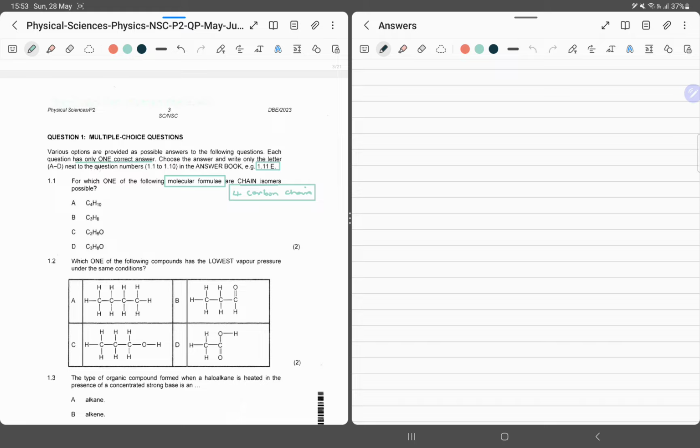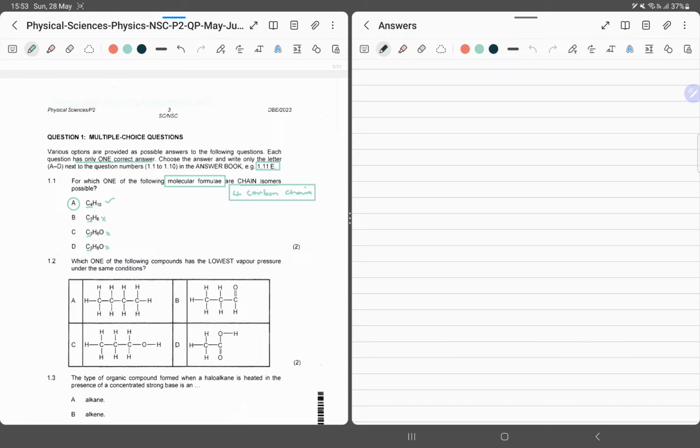All right, great stuff. So let's have a look at this one. This one is a C4, so that's butane. Most definitely that will do. All these numbers are lower than 4, so they definitely are not going to come to our rescue. So A becomes the answer.